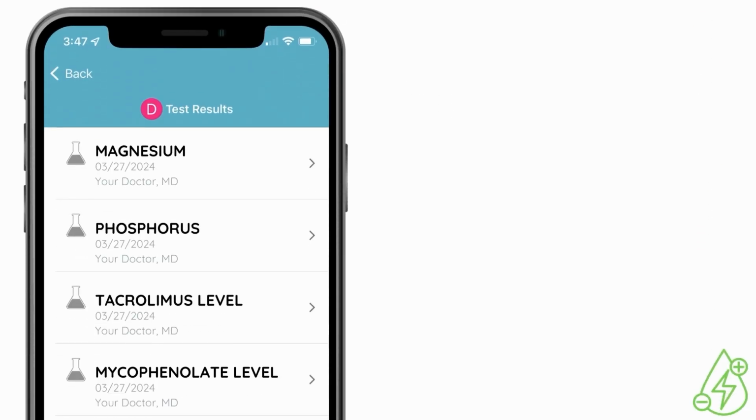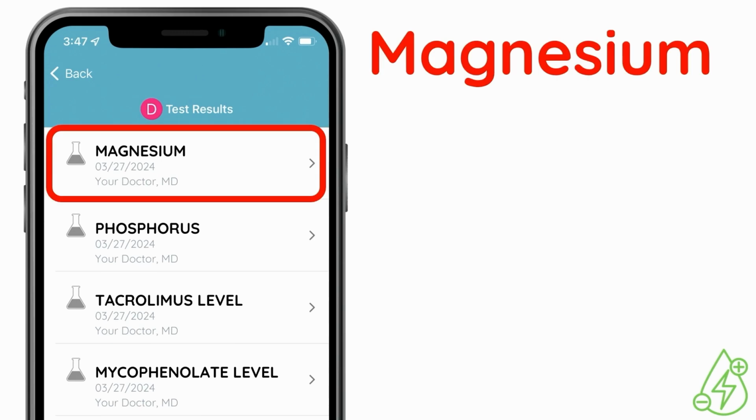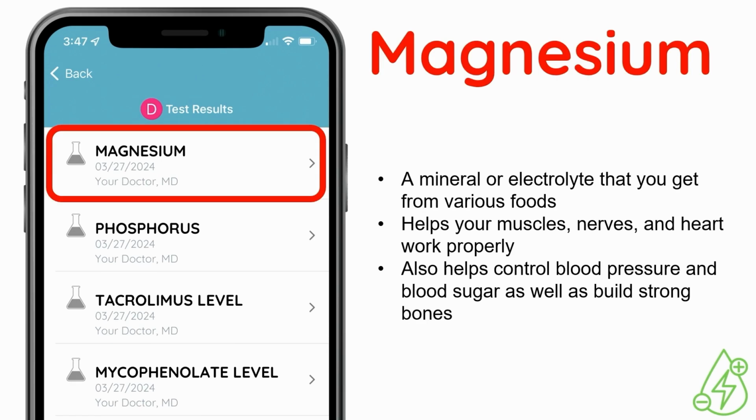I'll also mention two other electrolytes. The first of these is magnesium. So this is a mineral or electrolyte that, again, you can get from various foods, but it impacts your muscles, nerves, and heart. It actually also plays a role in blood pressure and blood sugar and building strong bones, but this is not collected as part of the regular metabolic panel.